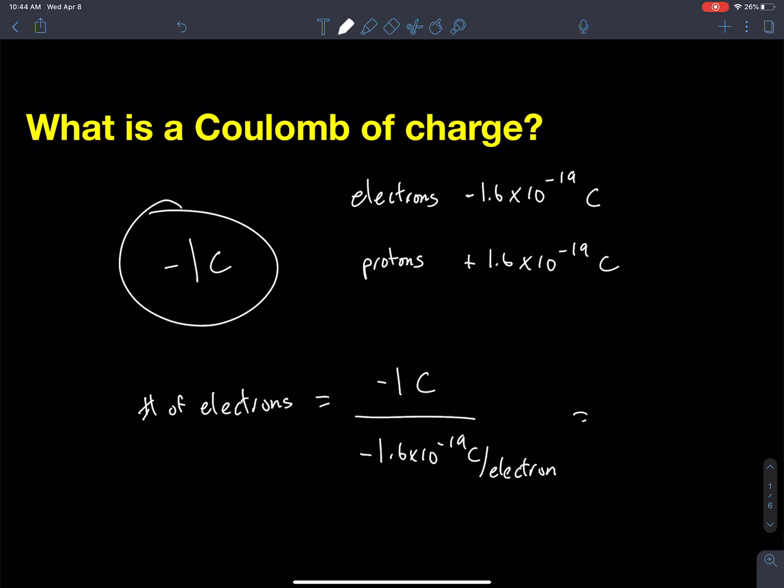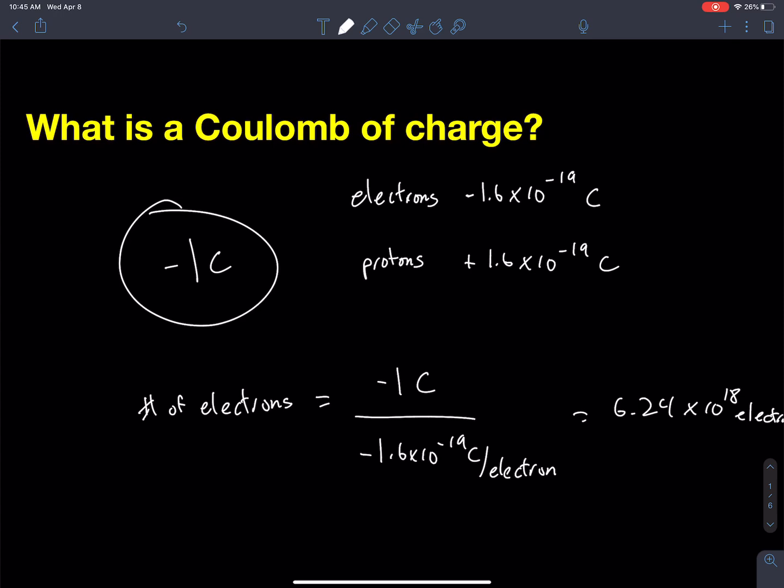That's probably a very large number. That's going to be 6.24 times 10 to the 18 electrons. I don't even know what name that would be. What would be times 10 to the 18? I know times 10 to the 9 is a billion. So it's like a billion billion electrons in there.